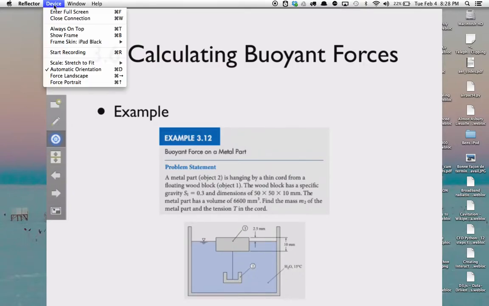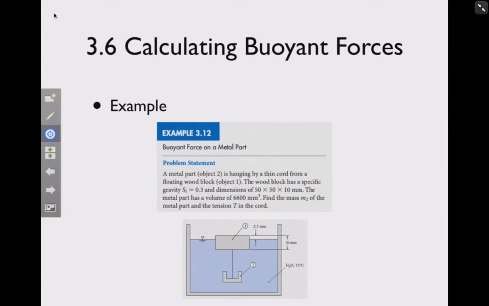Okay, we're going to now work a problem that's related to calculating buoyant forces. One critical thing is to always remember how to spell buoyant. It's actually B-U-O-Y. A lot of people try to spell it B-O-U-Y, but it's B-U-O-Y.